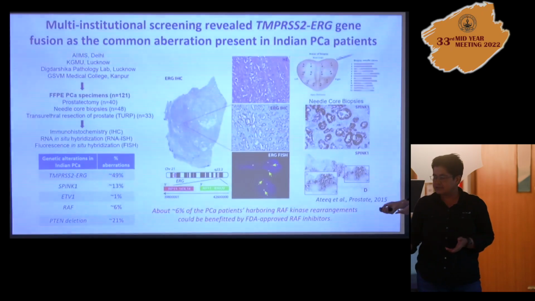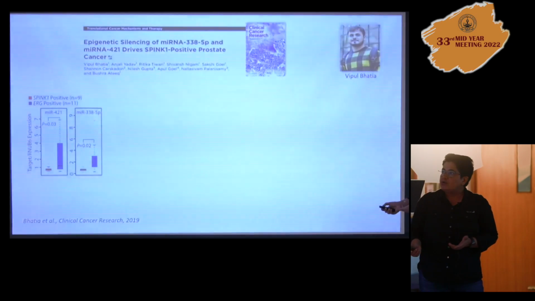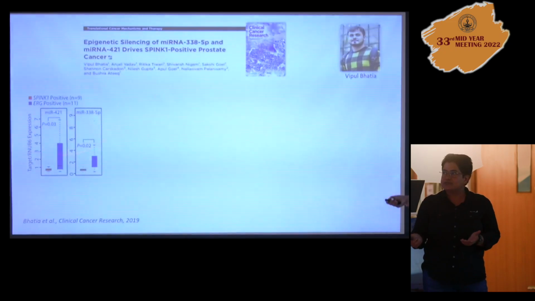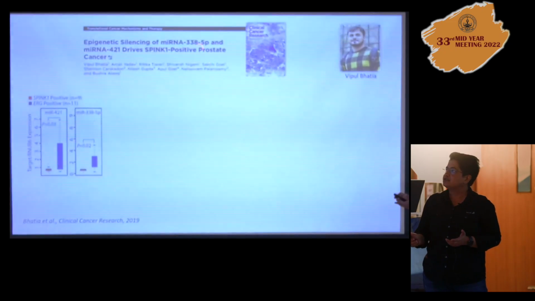And good news was this, these patients could benefit from the RAF kinase inhibitor, which has been used for melanoma treatment. Now, Vipul, my PhD student, when he joined my lab, the question was: if SPINK1 is not having any genetic rearrangement, what is the mechanism underlying this SPINK1 overexpression?